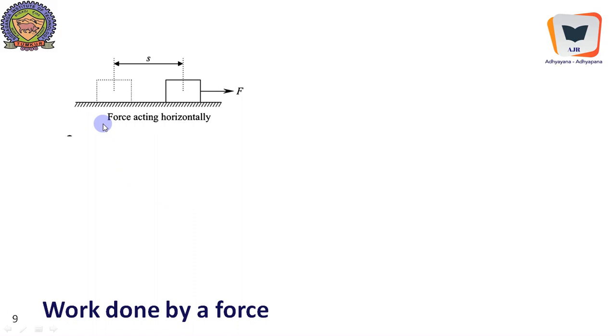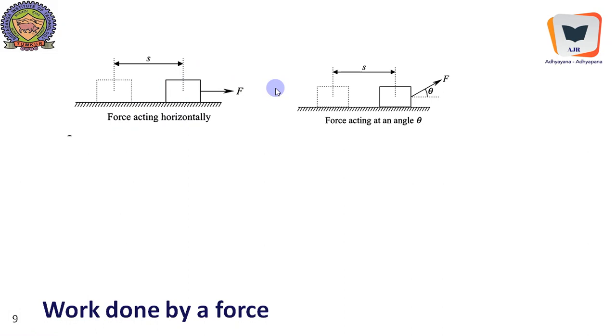Here is a block which is being pulled by force F and it moves through a distance of S. Therefore, here the force is acting horizontally, so the work is definitely F times S. And here the force is acting in an inclined fashion with an angle of theta, but still horizontal movement is noticed.